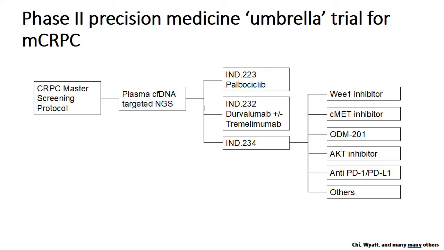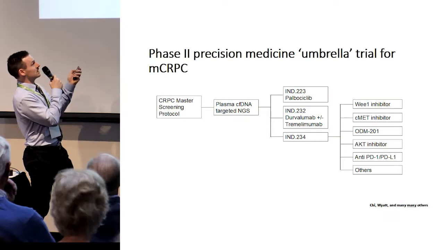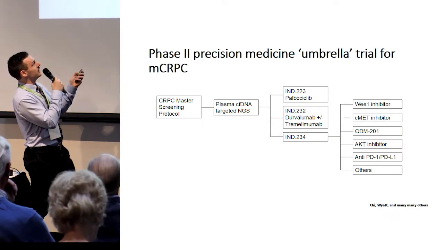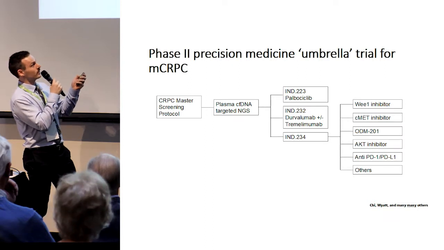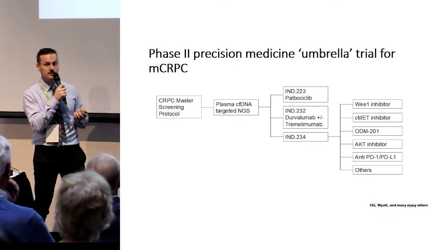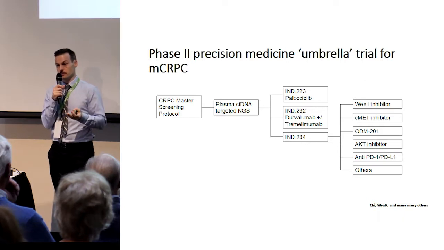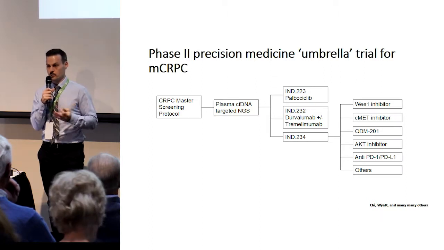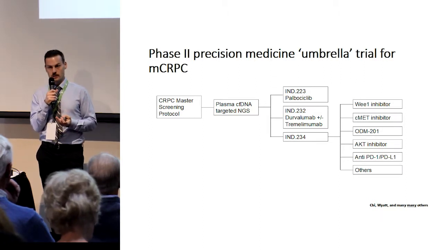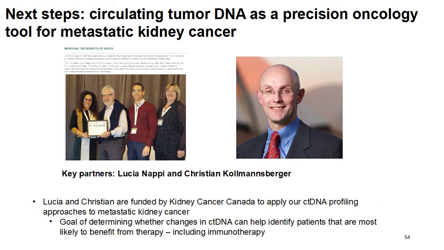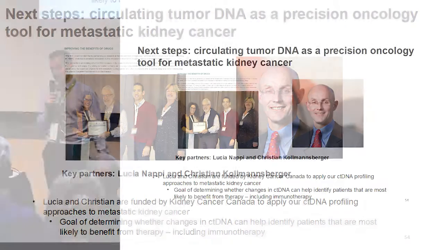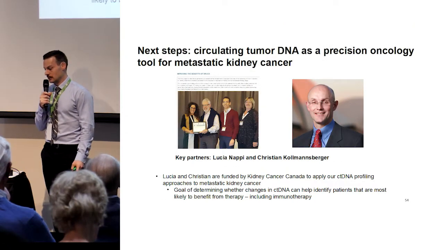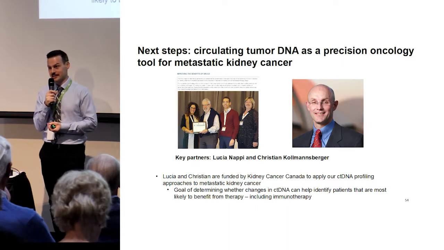As an example, this is what we're trying to do in prostate cancer, which is take patients, screen them all for their circulating tumor DNA, and then based on their tumor DNA signature, their fingerprint, stratify them on different therapies that are not currently approved for prostate cancer. So I can see a situation where this approach would be very beneficial and worth trying in kidney cancer as well. And so again, I've been lucky to team up with Christian and with a fantastic fellow called Lucia to apply this concept to kidney cancer.